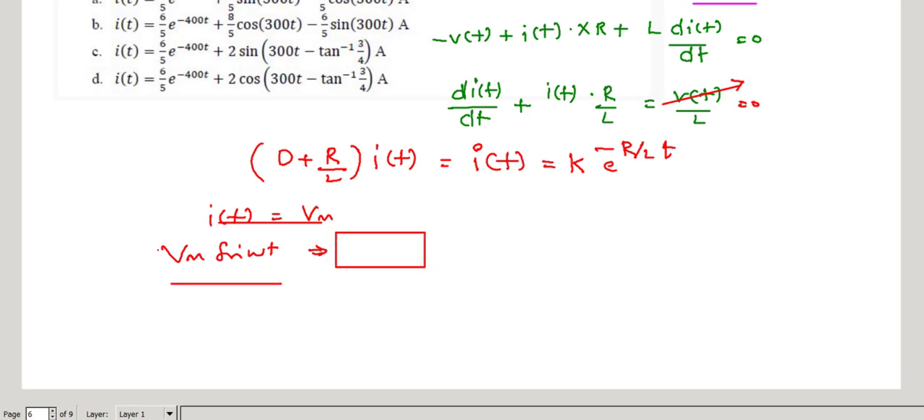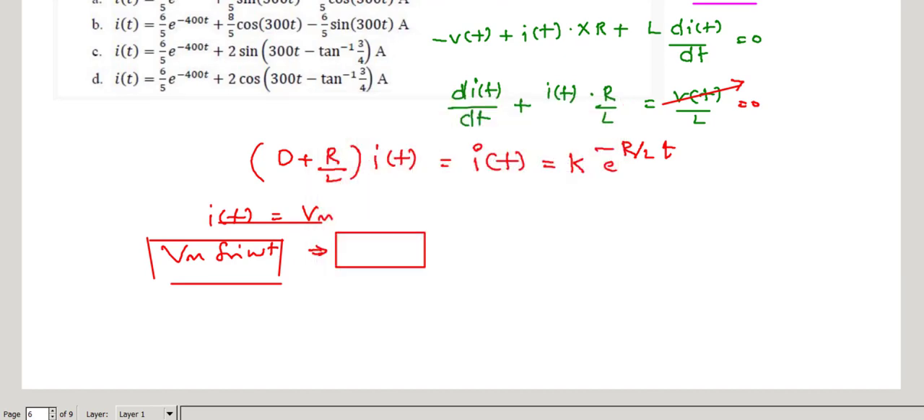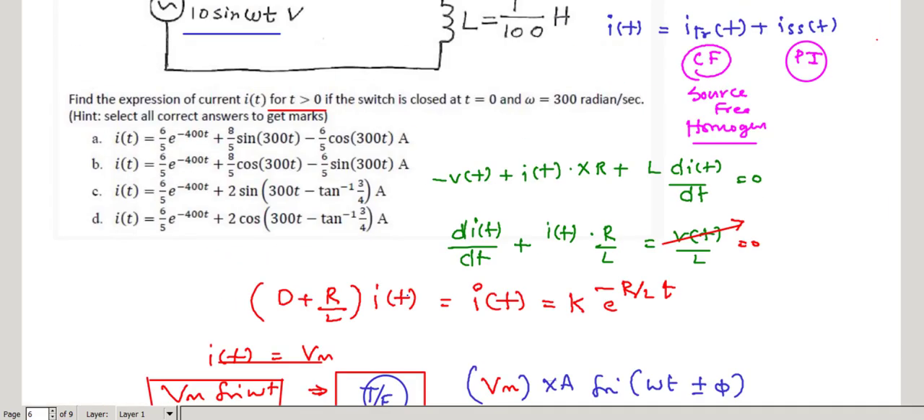Suppose I have a sinusoidal input, and I get the output response. The response is Vm multiplied by some magnitude, sin of omega t plus or minus some phase. So I find the transfer function magnitude and phase, then I multiply the magnitude with Vm and add or subtract the phase. This is the procedure to find the steady state response.